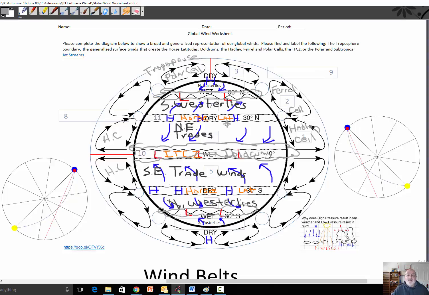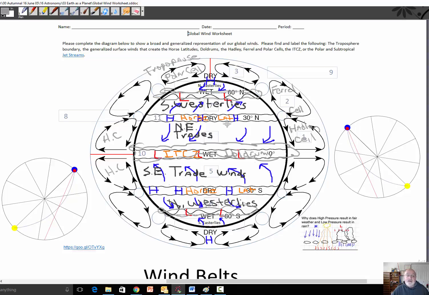Okay, we have 10, the ITC, the doldrums. We have 4, the northeast trade winds. We have 7, the southwest trade winds. We have 3, the polar cell. We have 2, the Ferrel cell. 1, the Hadley cell. If we go down here, we have the southeast trades for 5.